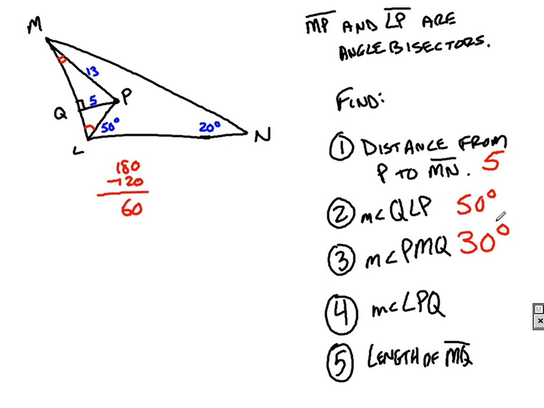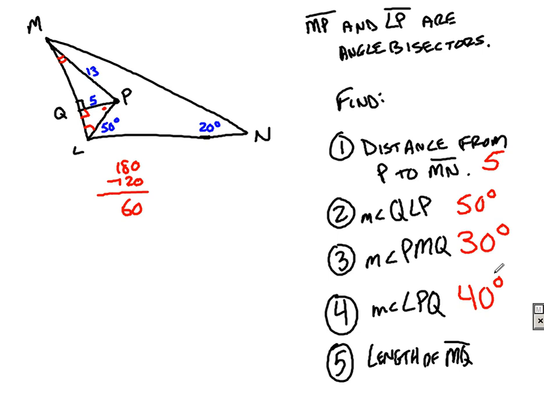Measure of LPQ. So LPQ is this little angle in here. Well, we have this one, which we said was 50. We have a right angle, and we have this one last angle. So they must all add up to 180. That means that all that's left for LPQ is 40 degrees.